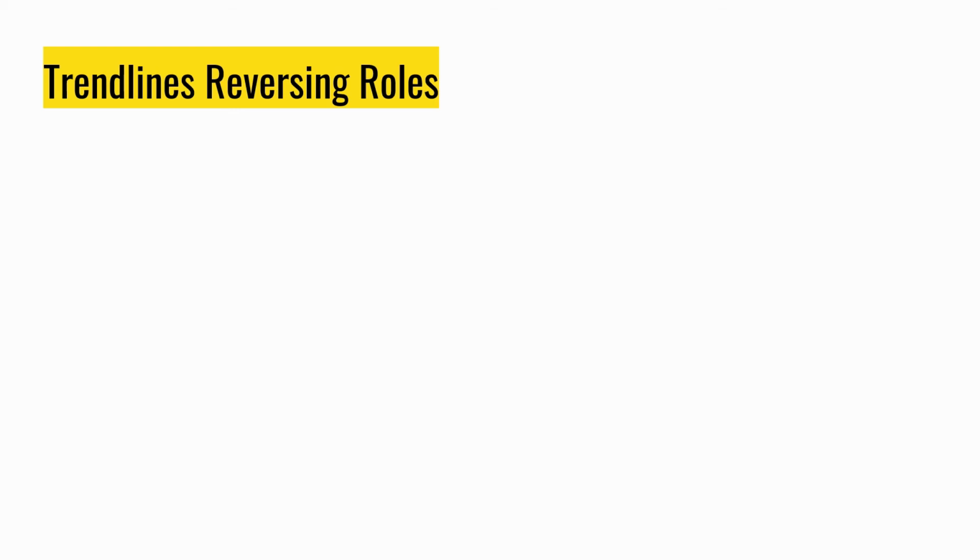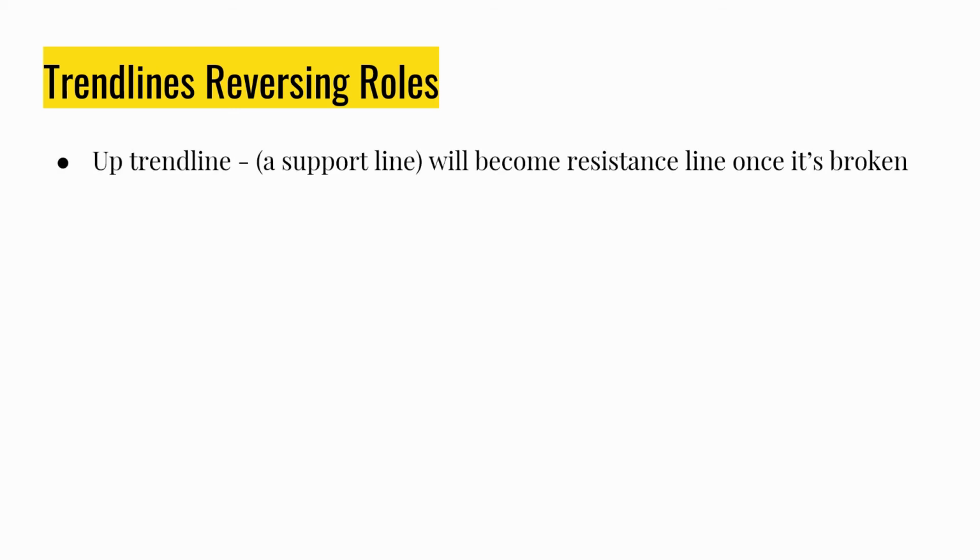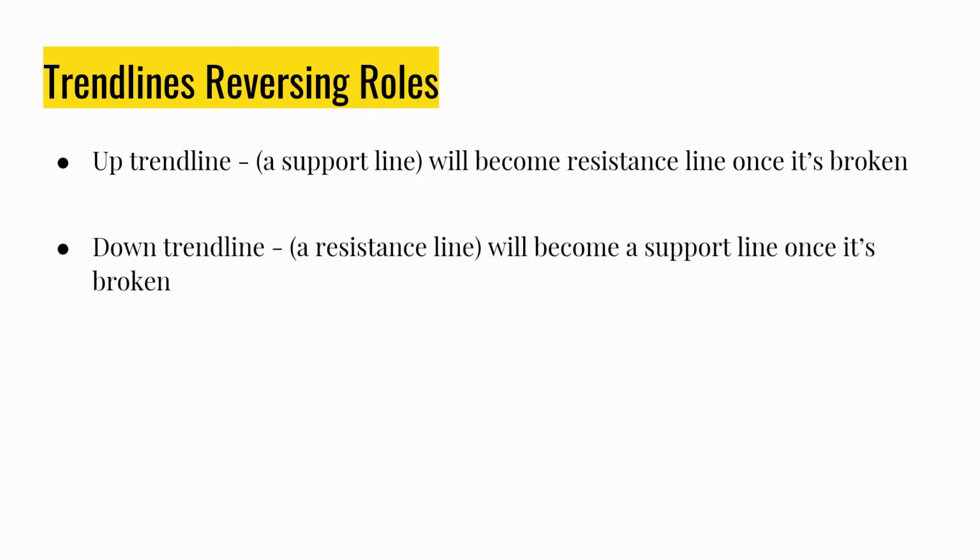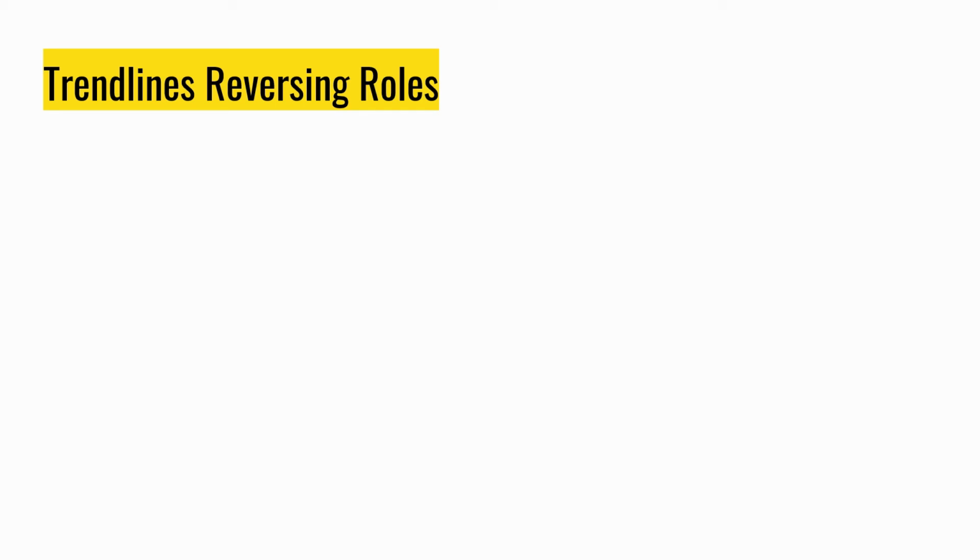For instance, an uptrend line, which was a support line, will become a resistance line once it's broken. Likewise, a downtrend line, which was a resistance line, will become a support line once it's broken. Let's look at an example.